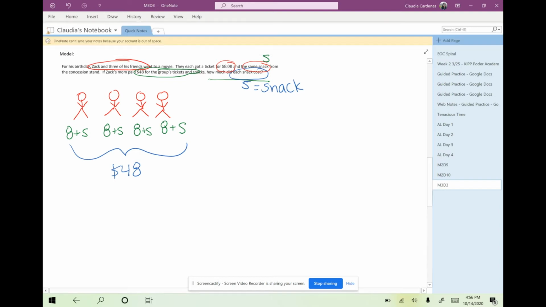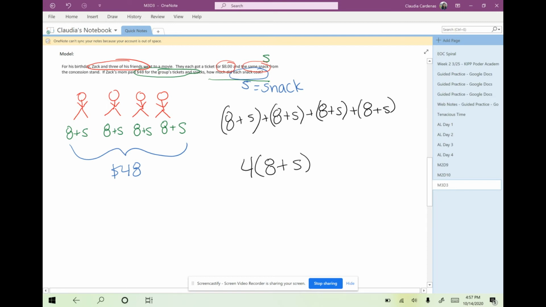Let's use a different color. I see that I have S plus 8 or 8 plus S written 4 times. So I could write 8 plus S plus 8 plus S plus 8 plus S plus 8 plus S. I could even put parentheses around it to make it really neat to show that each group in parentheses is for one friend. I can also see that I wrote 8 plus S 4 times, so I could actually write 8 plus S with a 4 on the outside because I know that's 4 groups of 8 plus S, or 4 friends that had an $8 ticket and a snack, right?